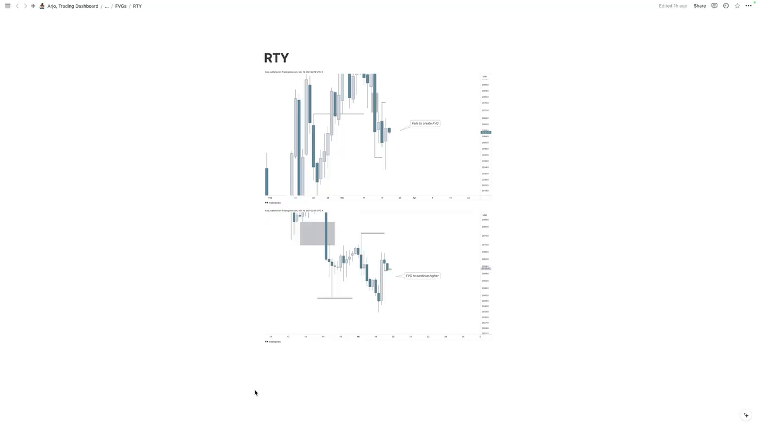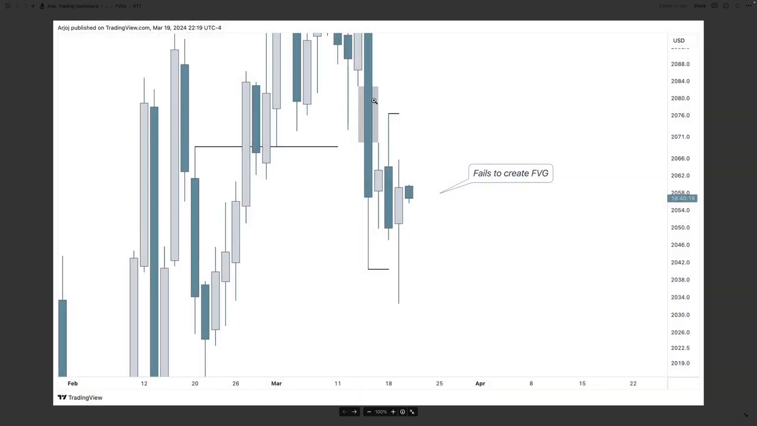So the first case study right here is again on Russell. And what do we see? On Russell, we have a daily fair value gap lower right there. And I took this screenshot last night for me. Then we failed to create a new fair value gap lower. So how can we see that again? That second candle right there, or actually the first candle, is getting traded back into. We failed to create a fair value gap lower. So what does that mean? Well, we also come below a low right there.